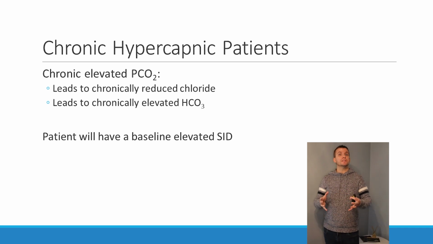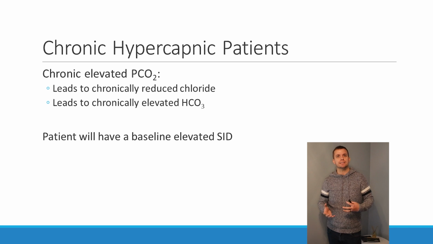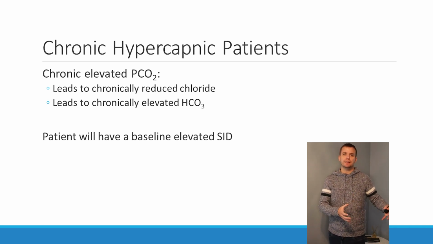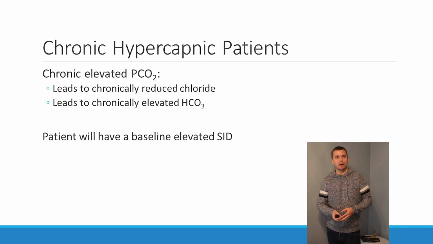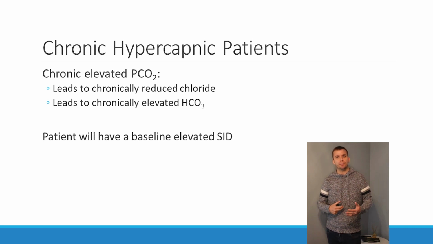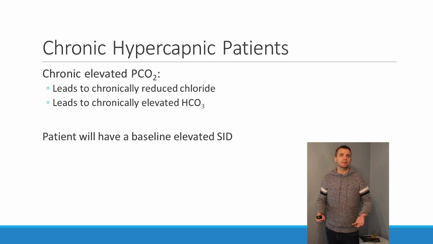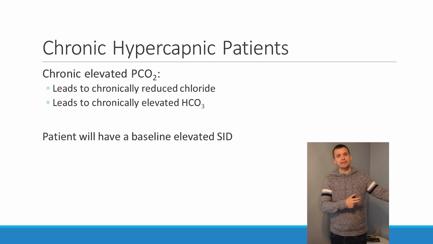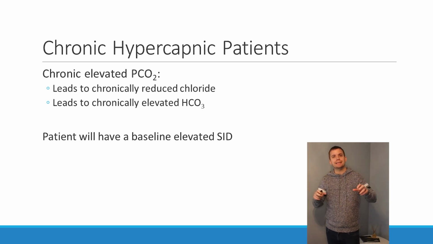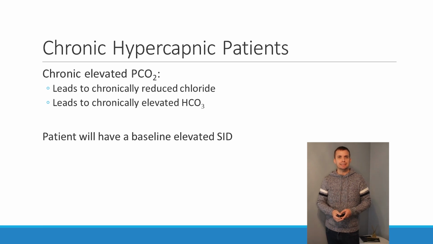I do want to identify one special population, and that's the chronic hypercapnic patients that are chronically retaining CO2. So it is an independent, strong acid, and it's going to lead to a chronically reduced chloride. It's going to lead to more elevated bicarb, and it's going to make their SID higher than normal. So the SID of 38 is under the assumption that they have a normal PCO2. If they have a chronically elevated CO2, their normal SID isn't going to be 38. It's going to be 42, 43, whatever number you decide that it is.